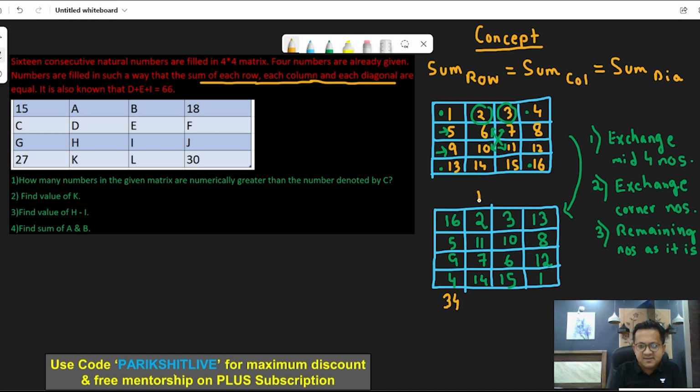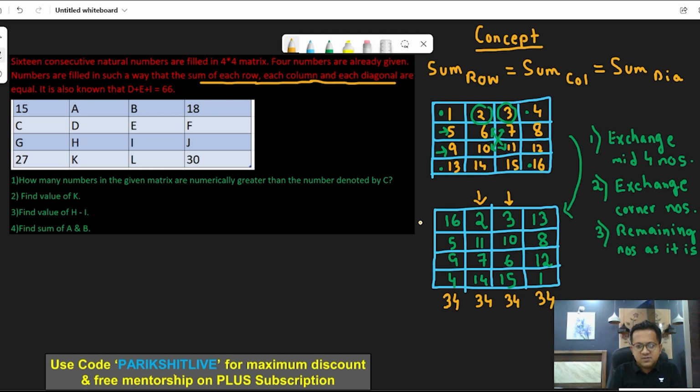Second column. Can you verify the second column sum? 2 plus 11, 13, 13 plus 7, 20, 20 plus 14, 34. Column 3: 10 plus 3, 13 plus 6, 19 plus 15, 34. Similarly, the fourth column, if you verify, will also come out to be 34.